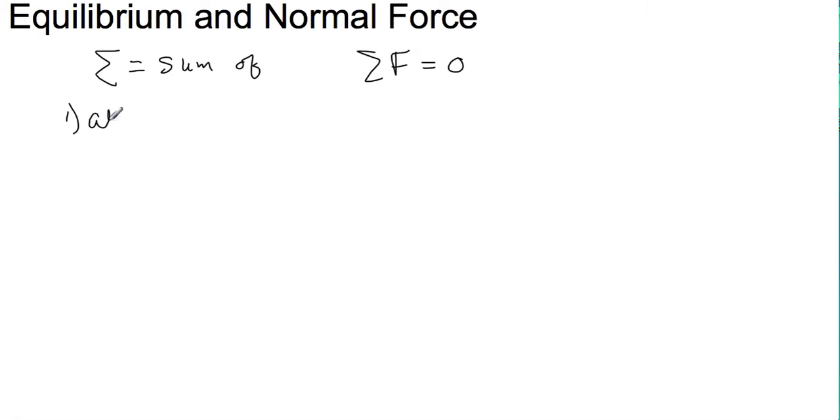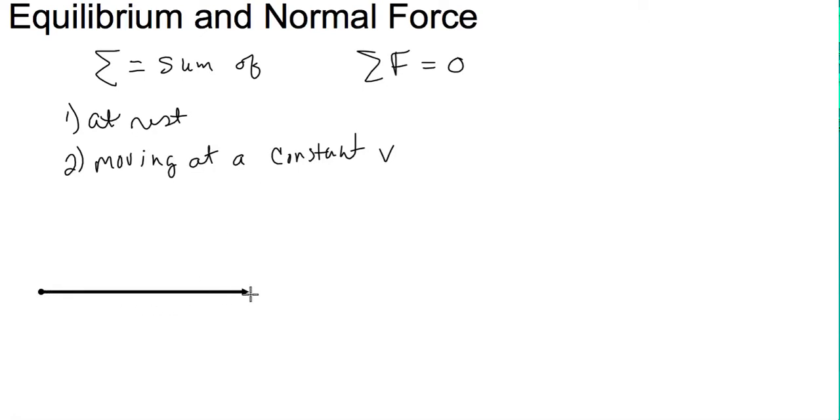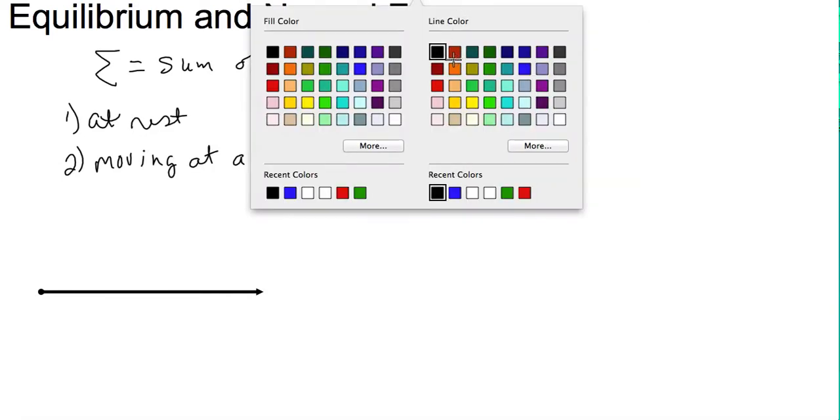The object can be at rest, or it could be moving at a constant speed, or constant velocity. So we'll look at the at-rest situation first. If I simply take something like a book sitting on a table or a box sitting on a table, I'm just going to make a real quick and easy diagram here.